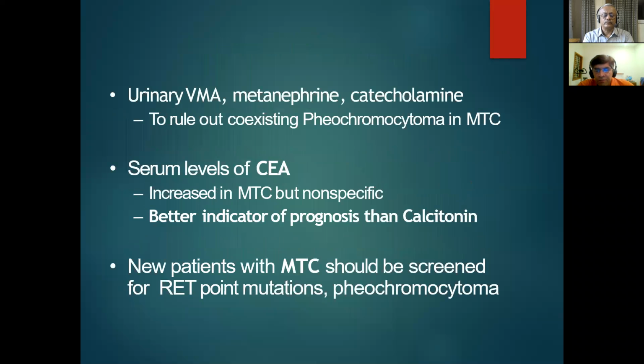To rule out coexisting pheochromocytoma in medullary thyroid carcinoma, we'll be performing urinary VMA, metanephrine, and catecholamines. Serum levels of CEA can be measured, but it is non-specific. It is a better indicator of prognosis than calcitonin. New patients with medullary thyroid carcinoma should be screened for RET proto-oncogene mutations and pheochromocytoma as well.